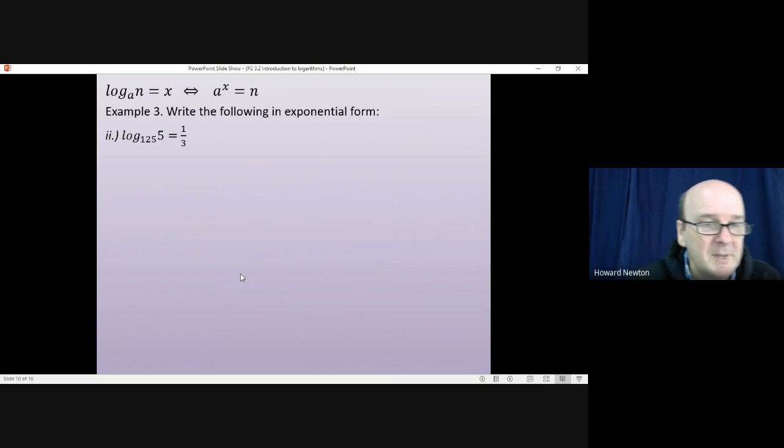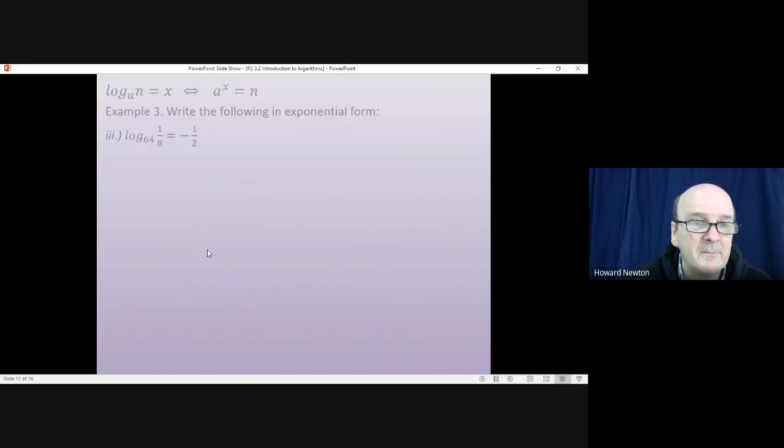Second question, log to the base 125 of 5 is equal to a third. Now, what's that saying in terms of powers, exponentials? Left, right, middle: 125 to the power of a third will give us 5 for the answer. Now, a third is cube root. So 125 to the power of a third means the cube root of 125, and the cube root of 125 does equal 5. So writing it in exponential form, 125 to the power of a third does equal 5.